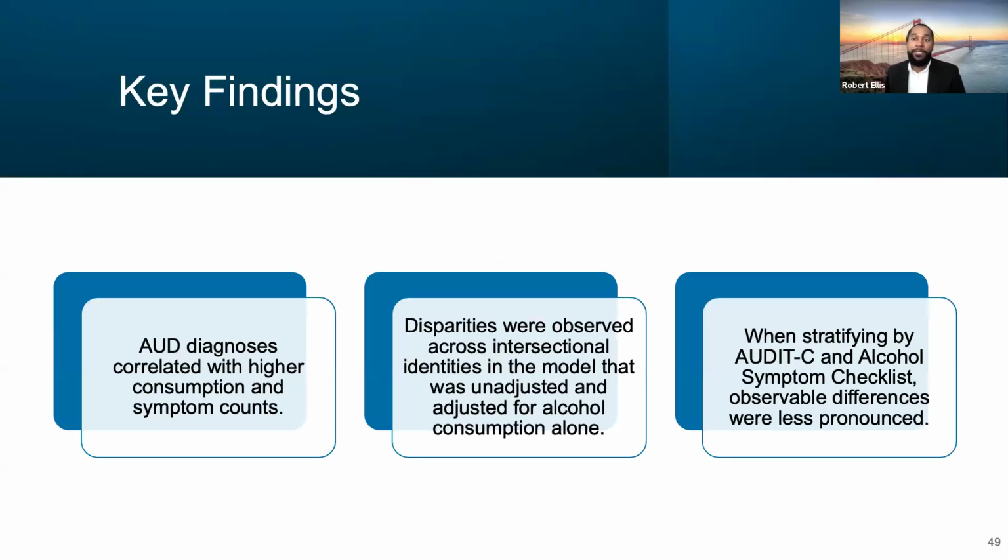Some key findings for this aim: AUD diagnosis was correlated with higher consumption and AUD symptom count. So the higher your consumption, the higher your symptom count, the more likely you are to be diagnosed with AUD. Disparities were observed across intersectional identities in the models that were unadjusted and adjusted for alcohol consumption alone, just like prior studies, but less pronounced after additionally adjusting for the DSM-5 AUD symptoms via the Alcohol Symptom Checklist. And when stratifying by the AUDIT-C as well as the Alcohol Symptom Checklist, observable differences were also attenuated.